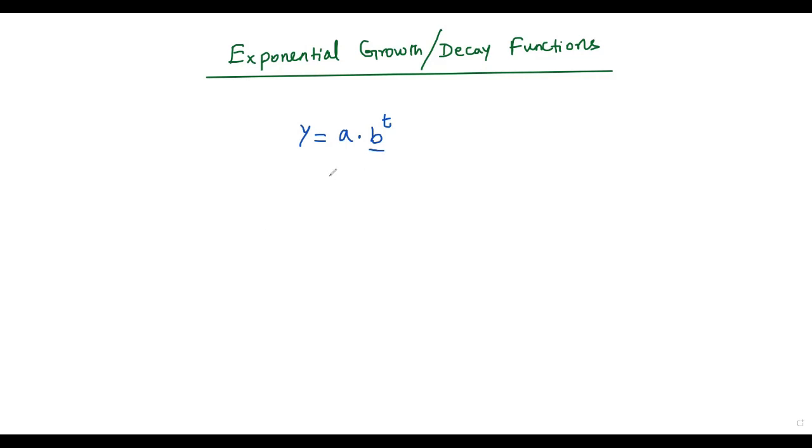For the value of b, we have only two options. Either b can be greater than 1, or b can be any value between 0 and 1. In the given exponential function, if b is greater than 1, then it is an exponential growth function. If the value of b is between 0 and 1, then it is an exponential decay function. Also, b is called the growth or decay factor.